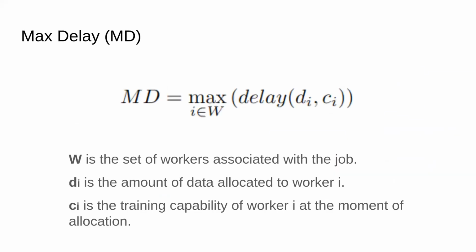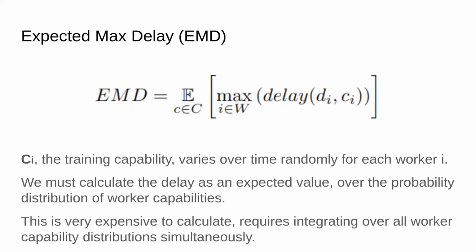That's encapsulated in this equation, where W is the set of workers associated with a job, D_i is the amount of data allocated to the worker, and C_i is the training capability of the worker. This figure, M_D, represents the delay of a parallel learning job as calculated by our model. But this doesn't factor in uncertainty.